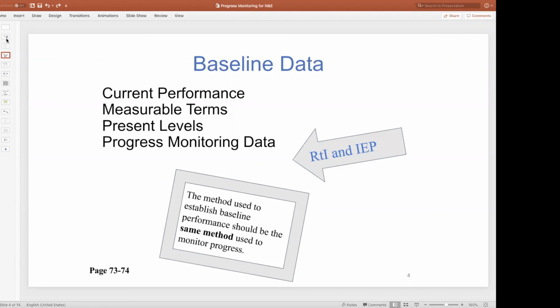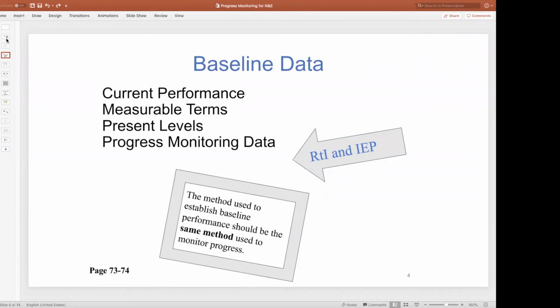We can't keep data on that. We can't write that. We also have to make sure that all that conversation is in the present levels. So you start with those present levels, and that's what you're looking at first with a student that has already got an IEP.